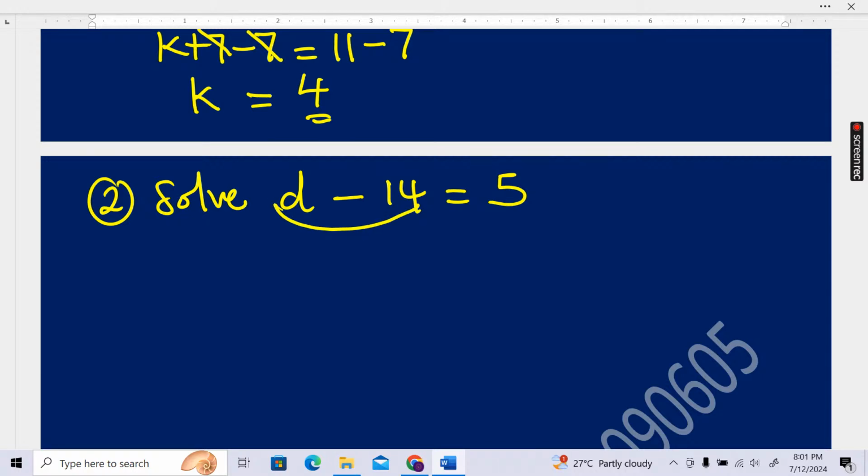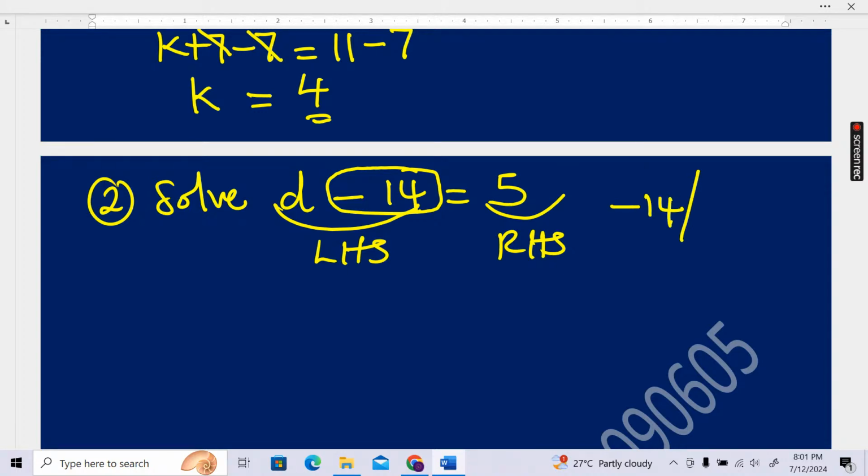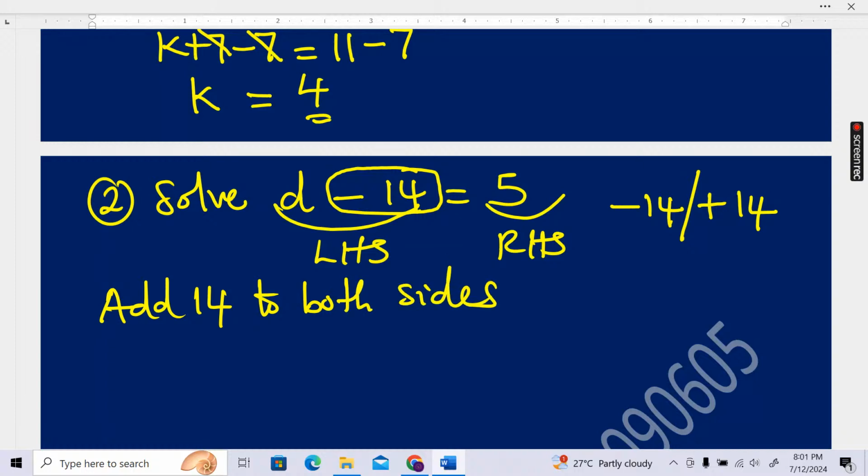So we have the left hand side, we have the right hand side. Now we need to get rid of minus 14 so that D can stand alone. The opposite of minus 14 is plus 14. So we say add 14 to both sides. Both sides means add 14 to the left hand side, add 14 to the right hand side.